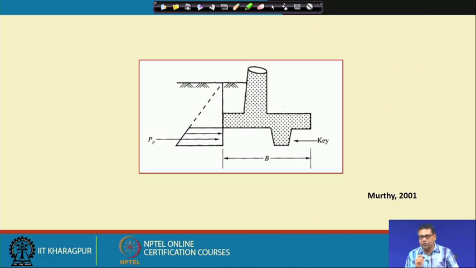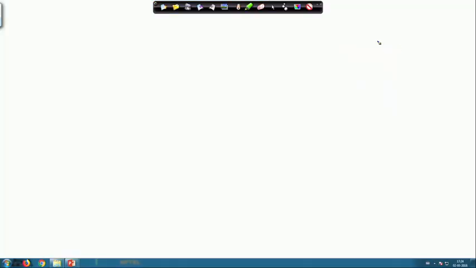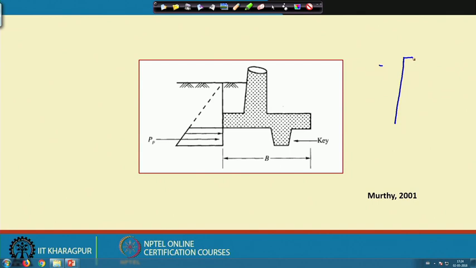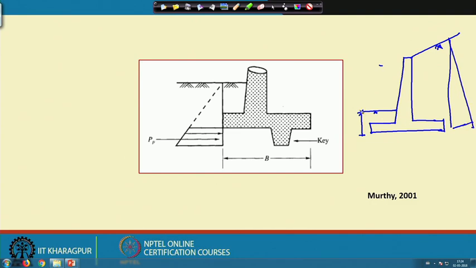The next one that I want to discuss is, as I mentioned, during our design of the retaining wall we are not considering the passive part. If you see the retaining wall, this is the retaining wall, this may be the backfill, and this is below the foundation. So, this part is the passive zone. Here it is active pressure, the active pressure is acting, but here the passive pressure is acting.